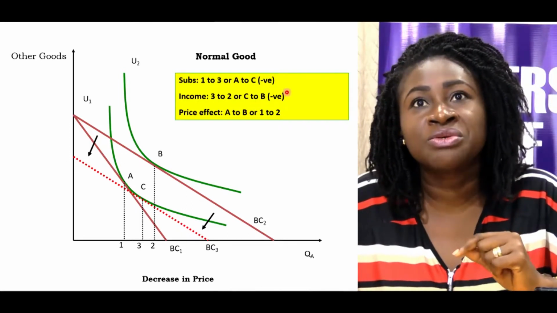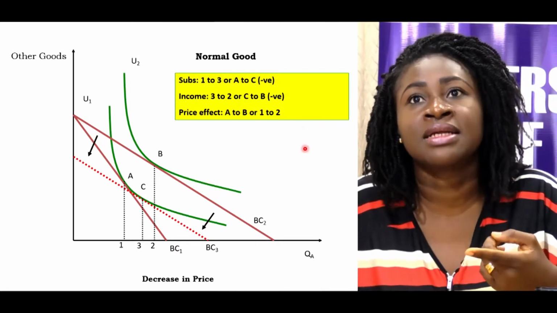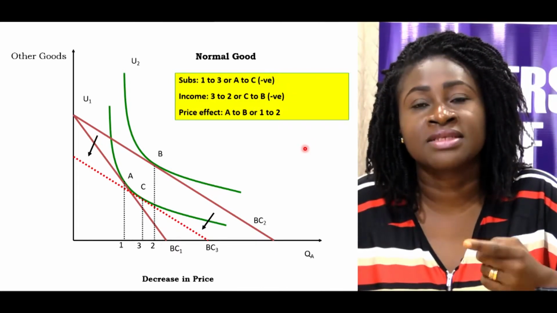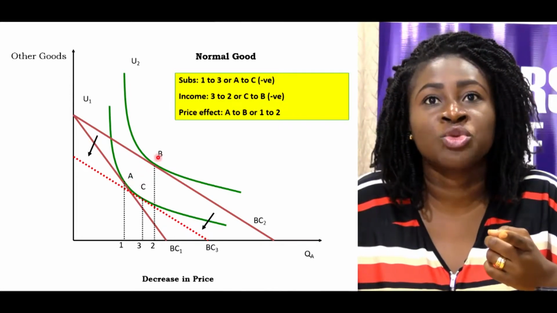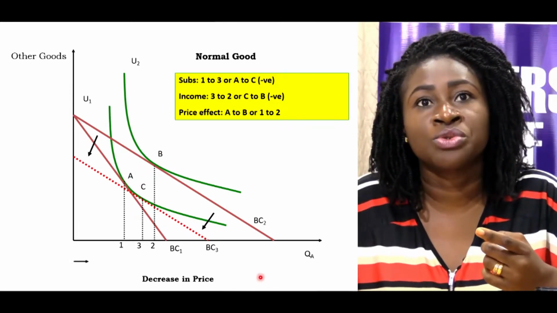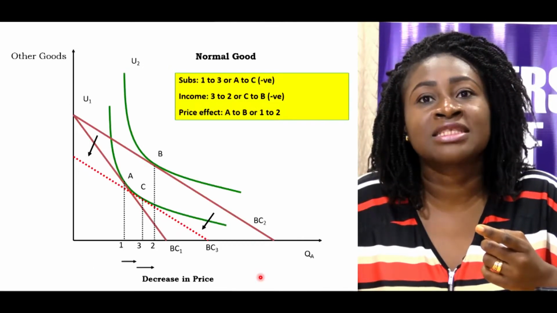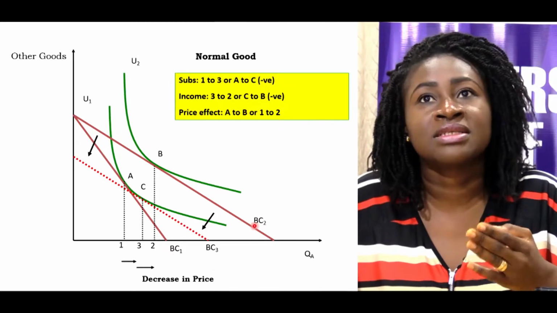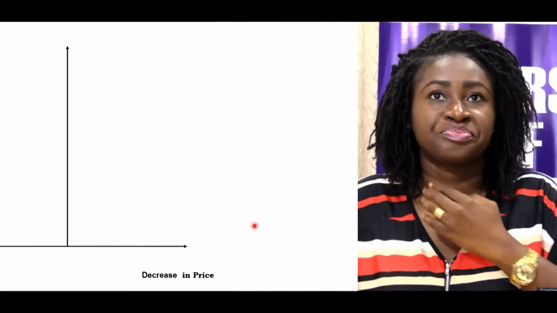And with the substitution, a decrease in price leads to an increase in quantity demanded, so it is also negative. The total effect of the price change is a movement from A to B, which is 1 to 2, right? And here we can tell that as price decreases, quantity consumed increases, and this is for a normal good.